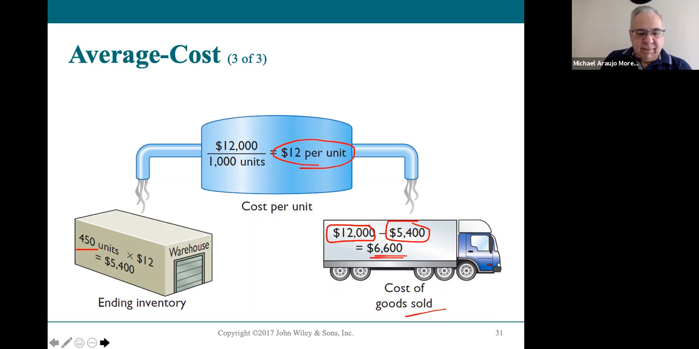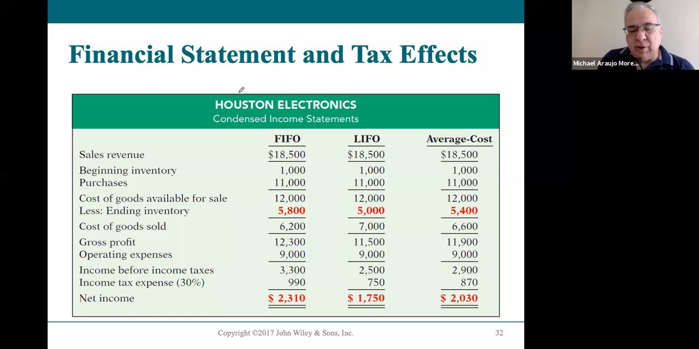Which one should they use? So this is where I'm going to get to the question that Greg asked earlier. So here's Houston Electronics. And again, under the rules of GAAP, they have choices. They can use any of those methods to calculate cost of goods sold and inventory. Which one should they use? Well, for Houston Electronics, their gross profit is largest under FIFO. The gross profit is smallest under LIFO, and it's in between for average cost. And their net income is largest under FIFO, smallest under LIFO, and sort of in between by average cost.